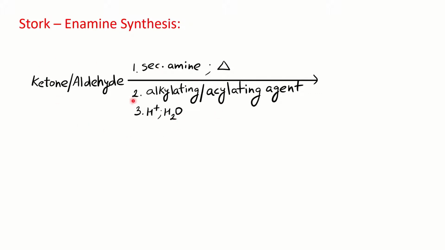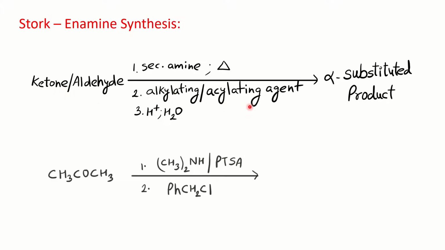So to have an idea about whether it is Stork enamine synthesis or not, you should have a ketone or aldehyde, a secondary amine, and acid. Okay, a small amount of acid is required for hydrolysis, and of course an alkylating or acylating reagent will be given to you. So what will be the product? You will get the alpha substituted product. If it is a ketone, the alpha substituted ketone will be your product. Substitution may be alkylation or acylation.